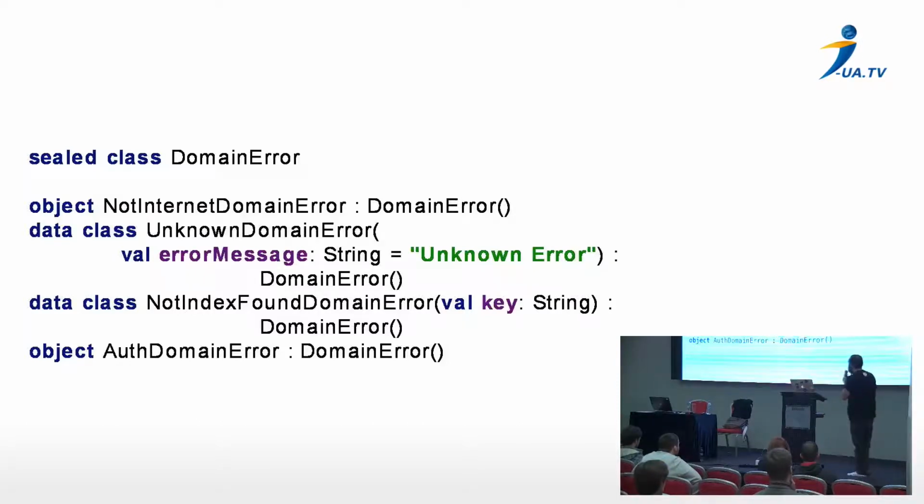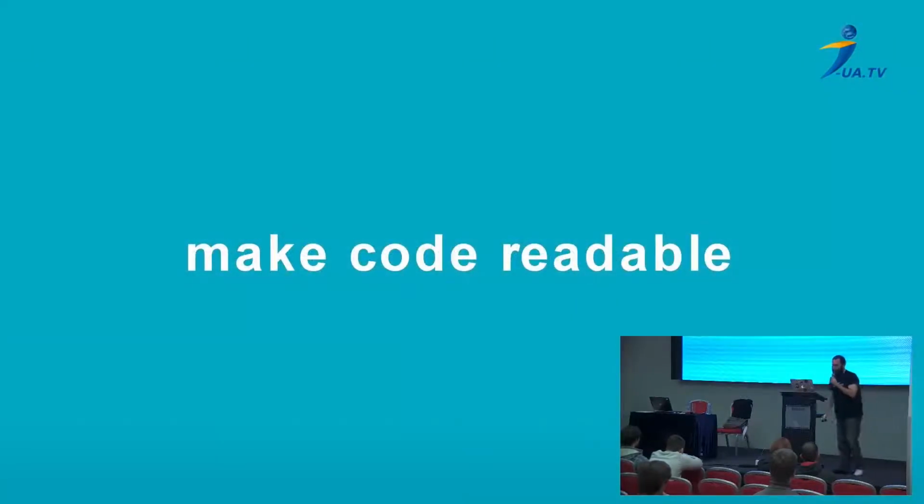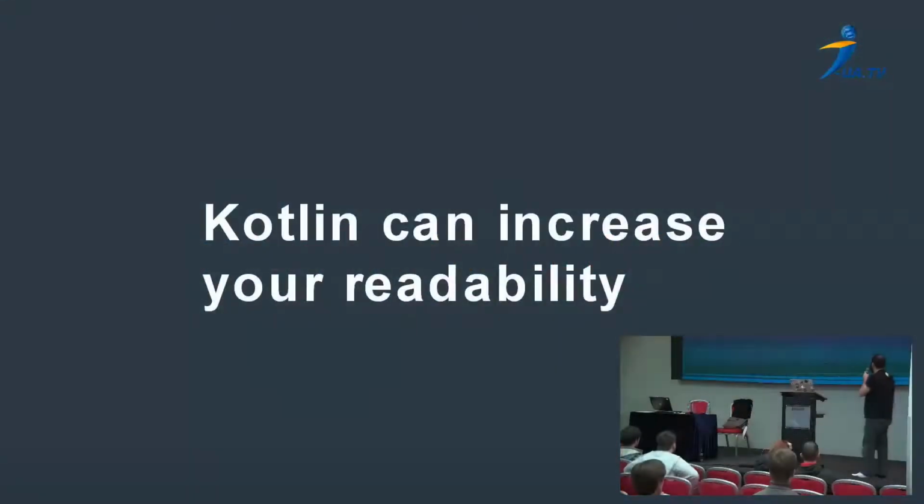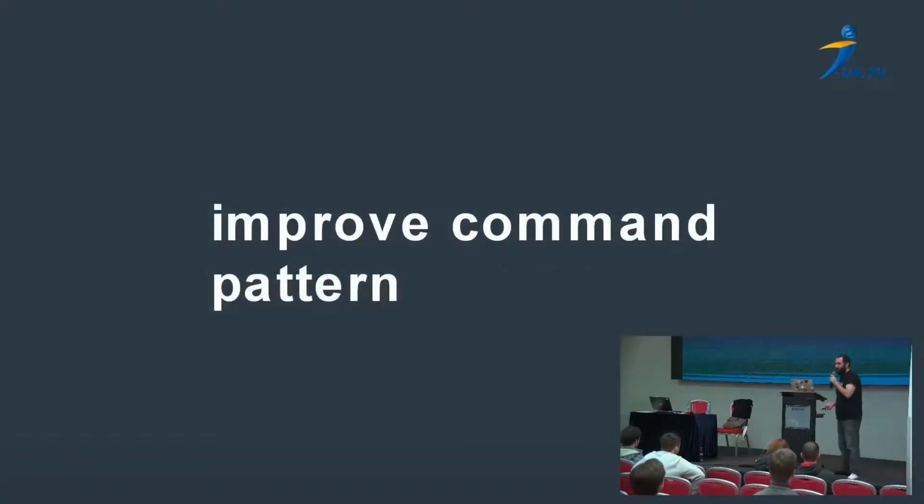Okay, and we are using this powerful tool to change how the match patterns work, to improve the code and make it easier. Make the code more reliable. Kotlin gives us some things to make the code more reliable. Okay, for example, improving the command pattern. In interactors, use cases, in Java or in Kotlin or in any language, in clean architecture it is always implemented with the command pattern.